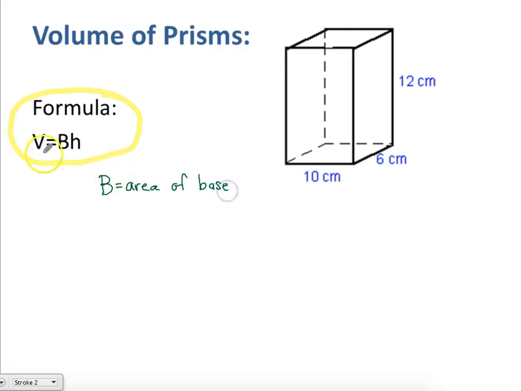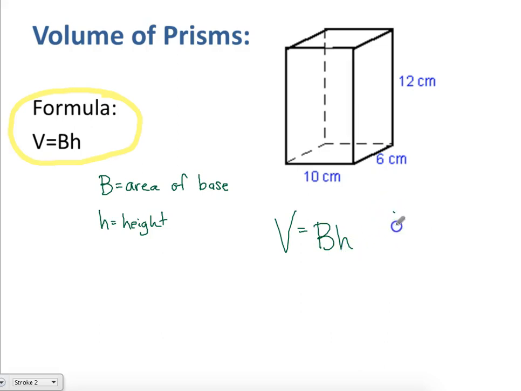That's typically what capital B is going to represent, and then H is the height. So to find the volume of this prism that we already found the surface area of, let's go ahead and do it. So volume equals capital B times H.